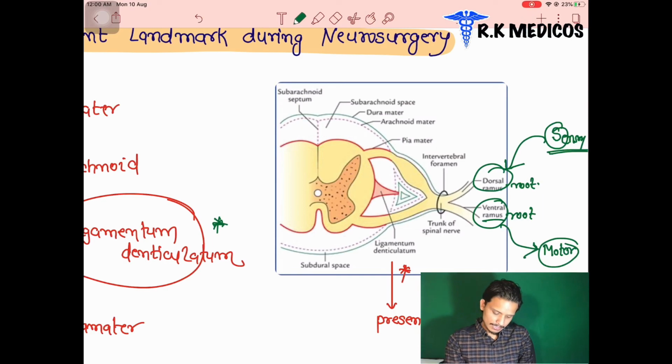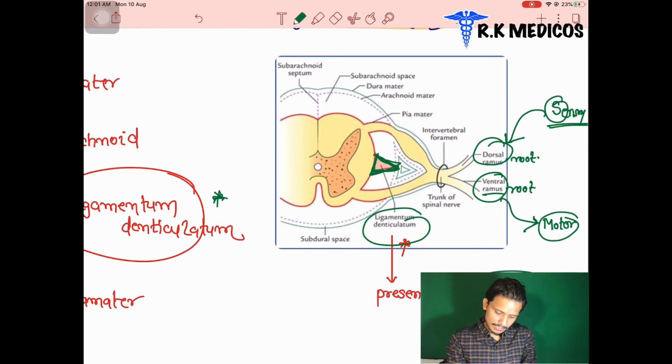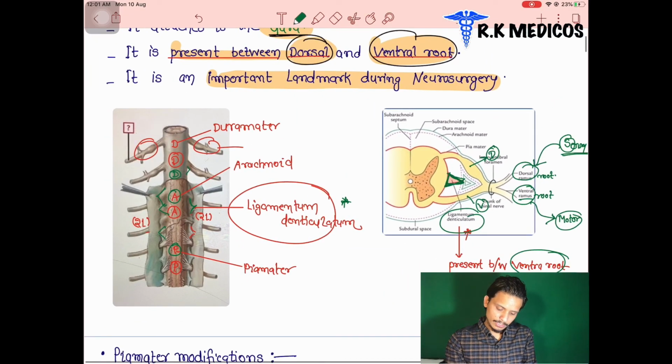Here we can see the ligamentum denticulatum, the landmark point. It is present between the ventral root and the dorsal root. This side is the dorsal root and here is the ventral, so it lies between both of them. We have to understand where the dorsal and ventral roots are and where the ligamentum denticulatum is located.